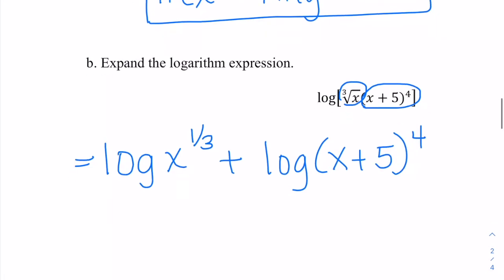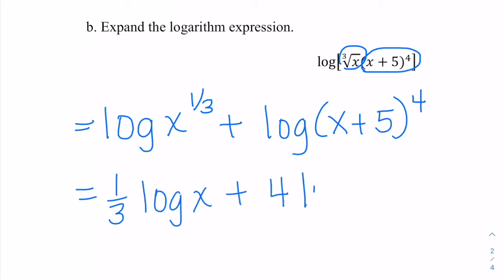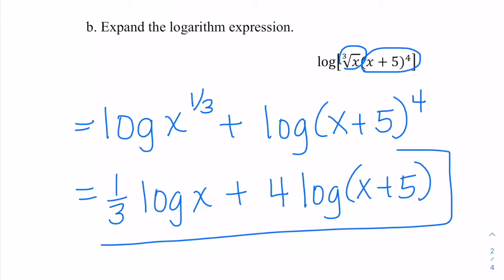My last step is to use the power property, so that's going to be 1/3 times the log of x plus 4 times the log of x plus 5. And we're going to be careful with the x plus 5. Make sure you put that in parentheses so we know that's all together for that logarithm.